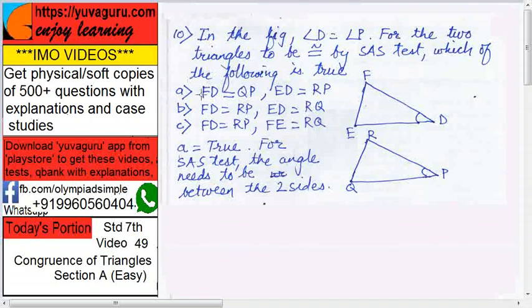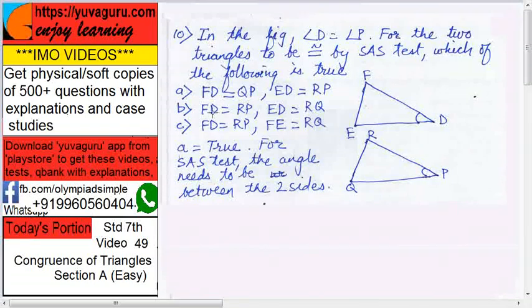So FD equals QP. Next, ED equals RP. And this angle D equals angle P is already given. So two sides and one angle between them are already given, and that is proven in A. That's why A will be correct.